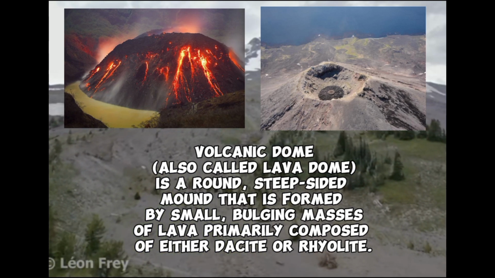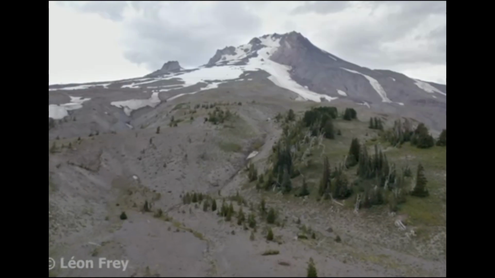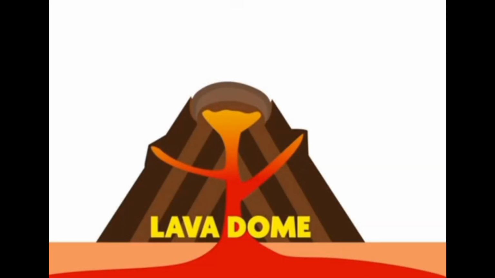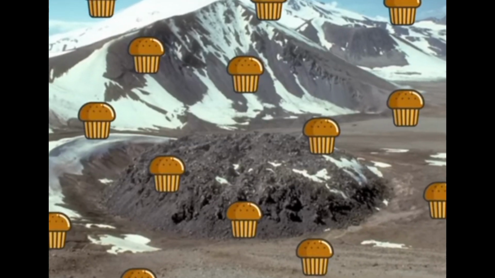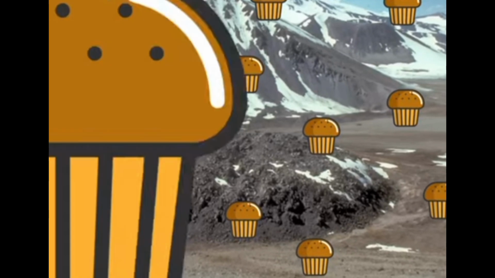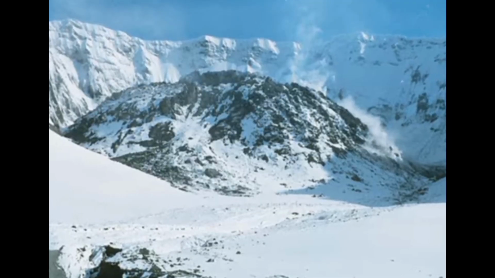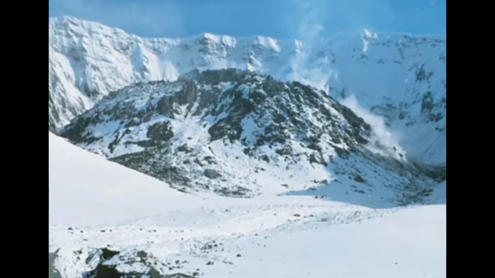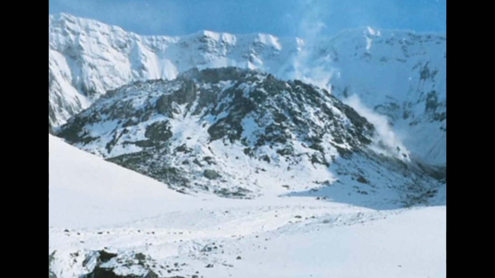Lava domes can be found on the side of larger composite volcanoes. Lava domes form when lava is too thick, piling up on and around the vent. From far away, they can look like muffins. Lava domes usually form within craters or along edges of large, steep-sided composite volcanoes.